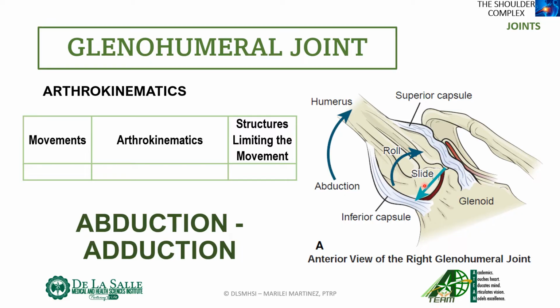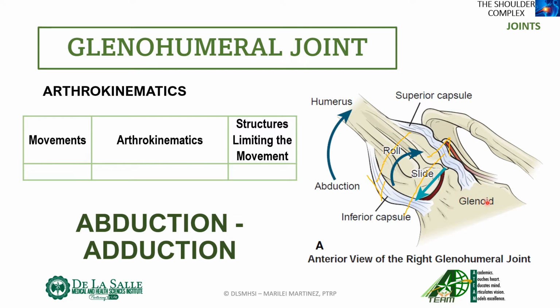Now, for the adduction, open kinematic chain, just reverse it. Okay, so the convex head of the humerus rolls inferiorly, okay, and slides superiorly on the fixed concave glenoid fossa of the scapula. Okay. Now, how about for closed kinematic chain?